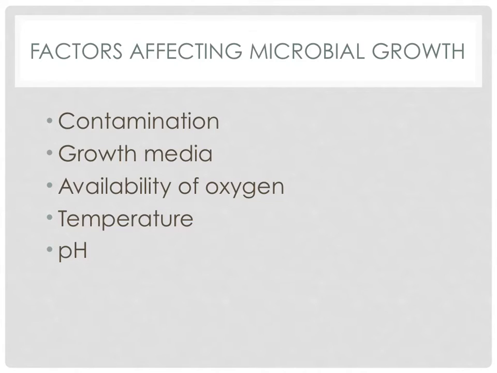Okay, here are the sort of things that will affect microbial growth. If you've got any contamination, then you may end up growing something that you don't want. Also, you're going to be using growth media. If it's an organism that doesn't photosynthesize, you're going to have to give it food, nutrients and vitamins that are required. Availability of oxygen is going to affect how your microbe grows, and also temperature and pH. So we're going to have a look at each one of these individually.